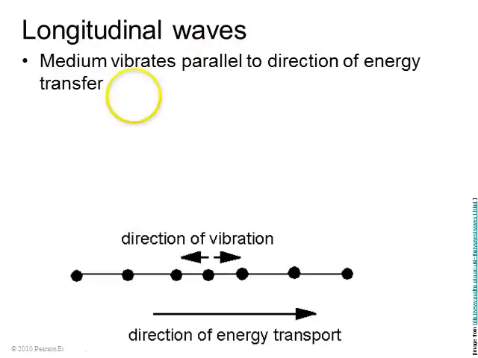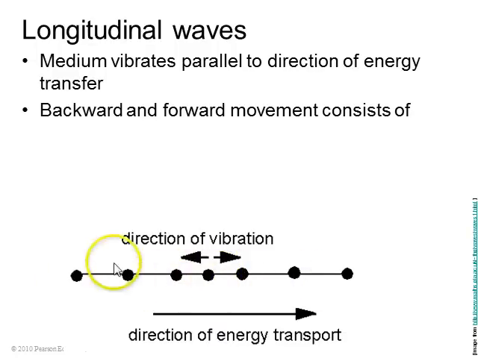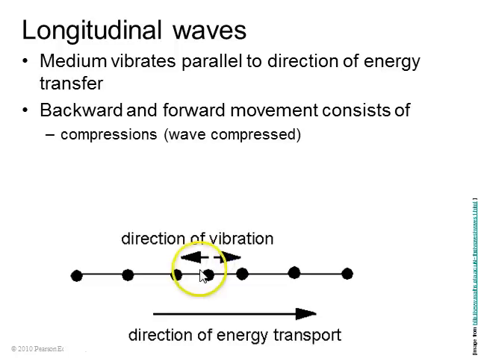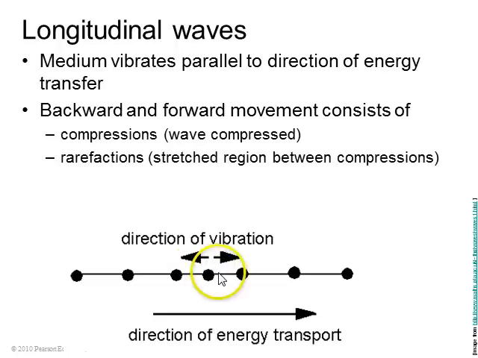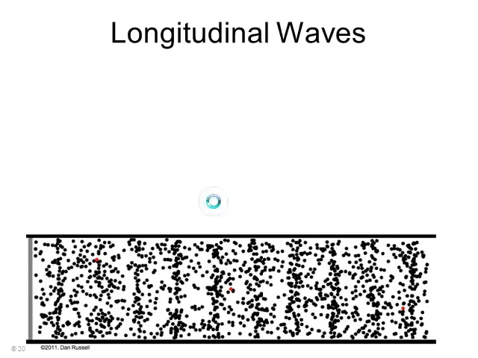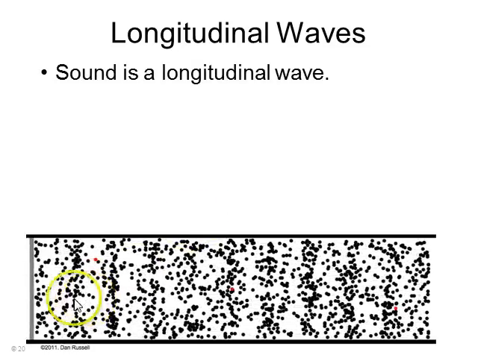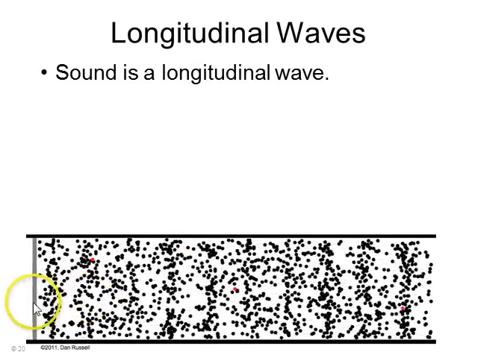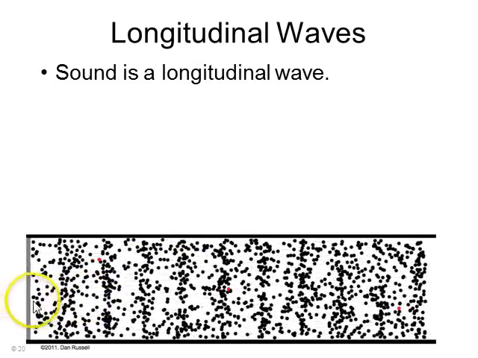In a longitudinal wave, the direction of the oscillation is parallel to the direction that the energy travels. It's like a backward and forward movement, and it sets up compressions and rarefactions. And the best example of this is a sound wave. So here's a sound wave. There's a speaker off to the left. This is shown in very, very slow motion.